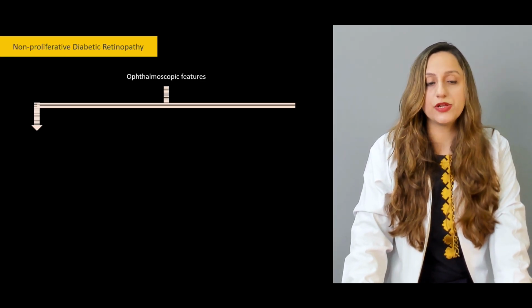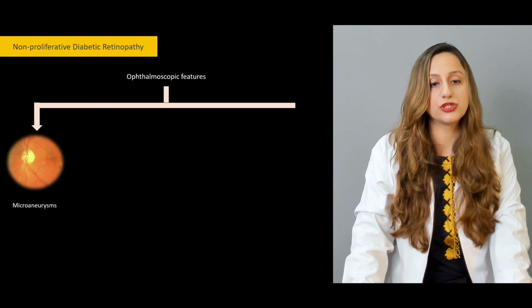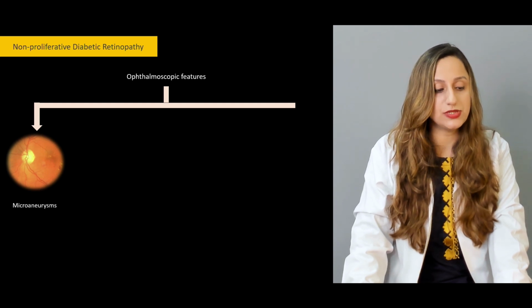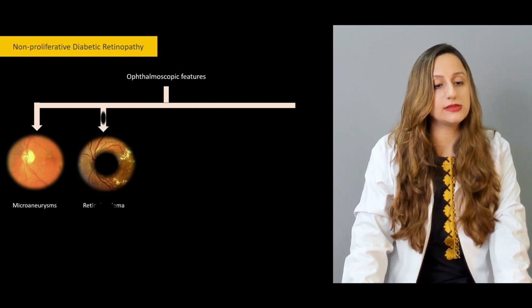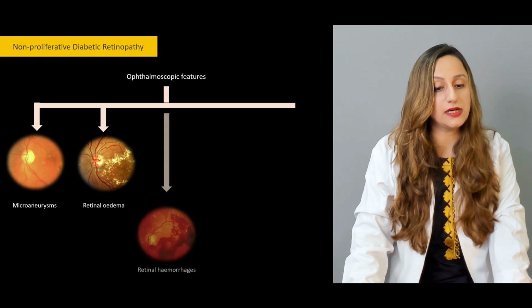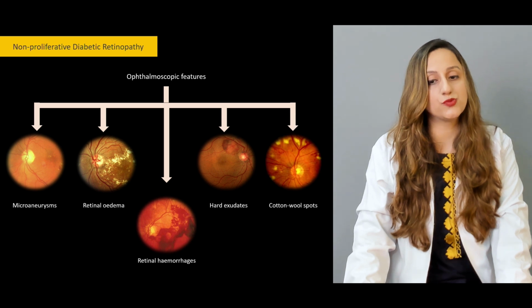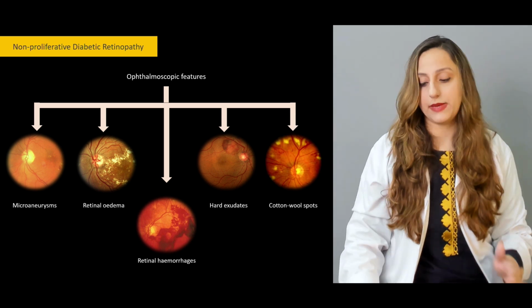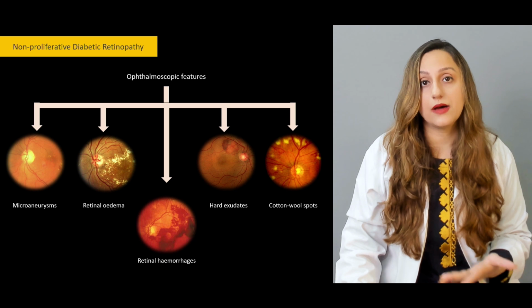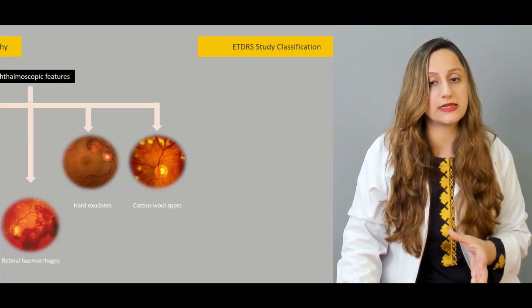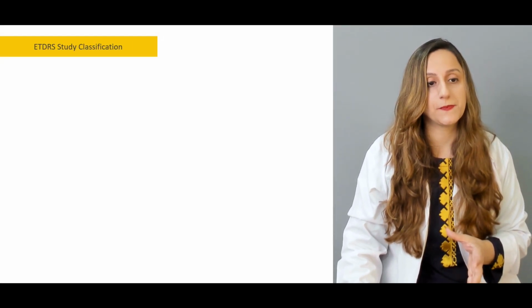We have a non-proliferative diabetic retinopathy, which includes the ophthalmoscopic features, microaneurysms. On the other hand, we have retinal edema, we have retinal hemorrhages, hard exudates, and cotton wool spots, and we've already discussed the pathological basis behind these findings in a patient of diabetic retinopathy.